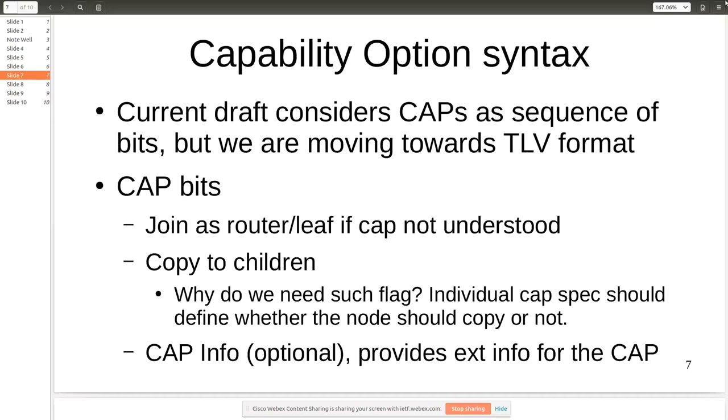No, Ravi, I think the context is different right now. What you're saying is definitely possible with the current capabilities set, but what we are discussing right now is a different problem altogether. It's a specific point about whether, if a 6LR doesn't understand the capabilities, it should copy this capability to the children, and whether there needs to be a bit specifying so. No, if that capability is applicable to the whole network, all the nodes in the network, then it should copy.